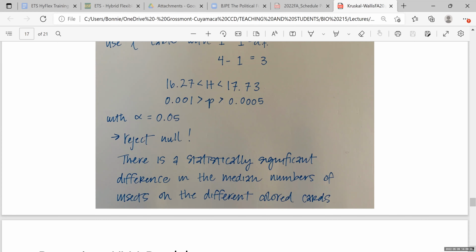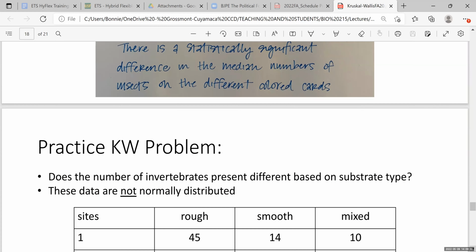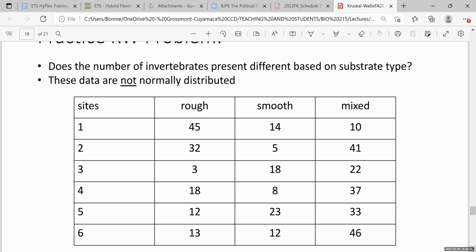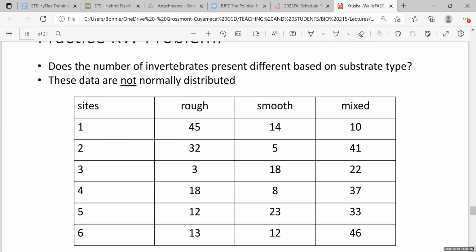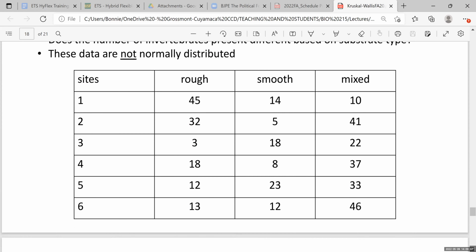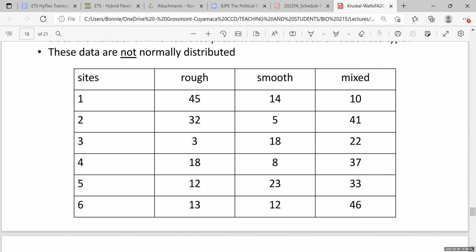All right, so the only tricky parts of a Kruskal Wallis test are remembering that you need to use the chi-square distribution and also doing the assignment of the ranks. Right, the assignment of the ranks, sometimes you just make a mistake. It's a little tedious to do.